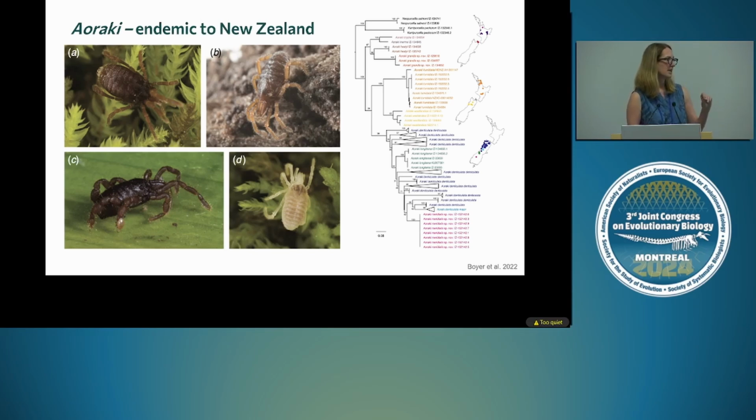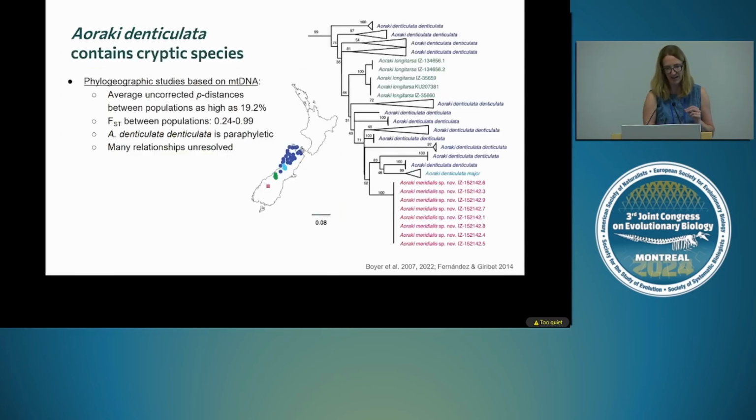The colors of the names, which correspond to the colors on the map, represent different morphospecies. So you'll see that most of the morphospecies in this group do correspond to well-supported monophyletic groups, which is great. But if you'll spend another moment looking at this tree, you'll notice that there's a problem area. This is the Arachidenticulata species complex, and this is the topic of my presentation today.